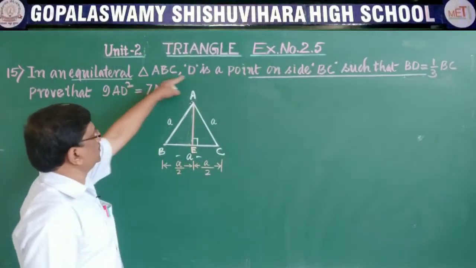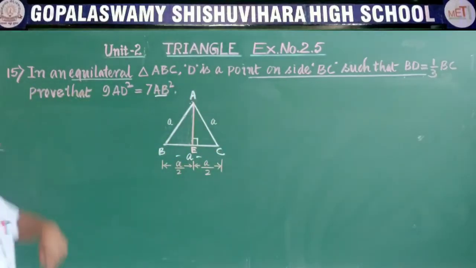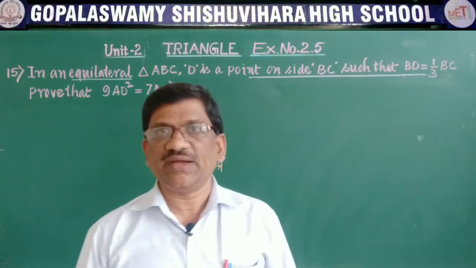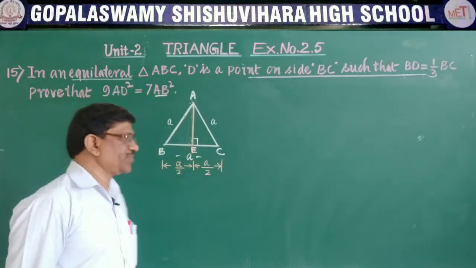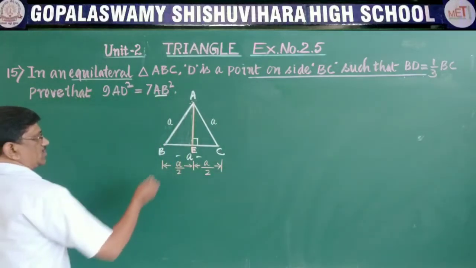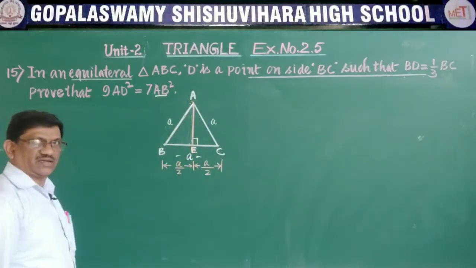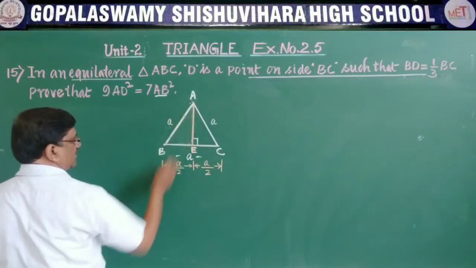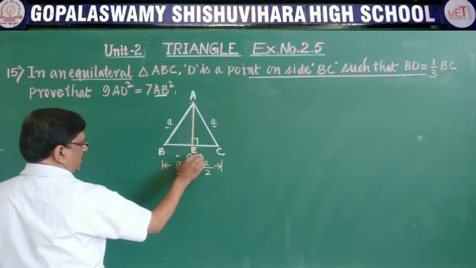Children, before going to solve this sum, that is the 15th sum in the exercise, we must know how to find the height of an equilateral triangle. Already you have seen it in the previous sum. You see, children, here ABC is an equilateral triangle in which AB is equal to BC is equal to CA. All are of the same length, that is A units.